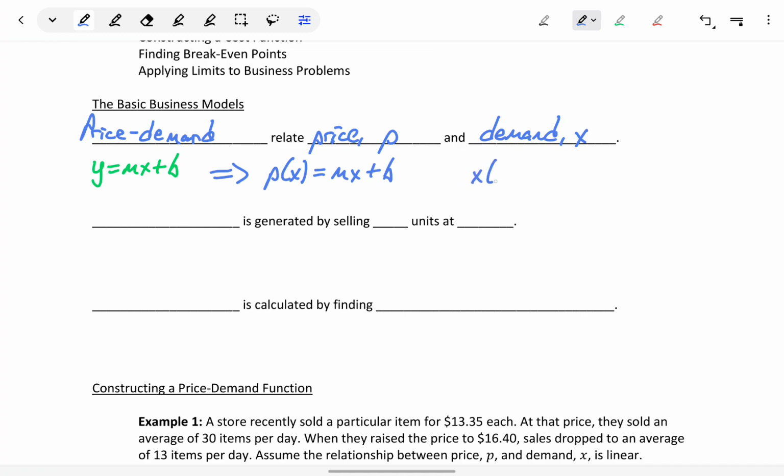Or we could generate a function x of p is equal to m times p plus b. That looks a little stranger because we're used to seeing x on the right-hand side of that equation, but all we've done is switch the places of x and p to make p the independent variable in that equation.